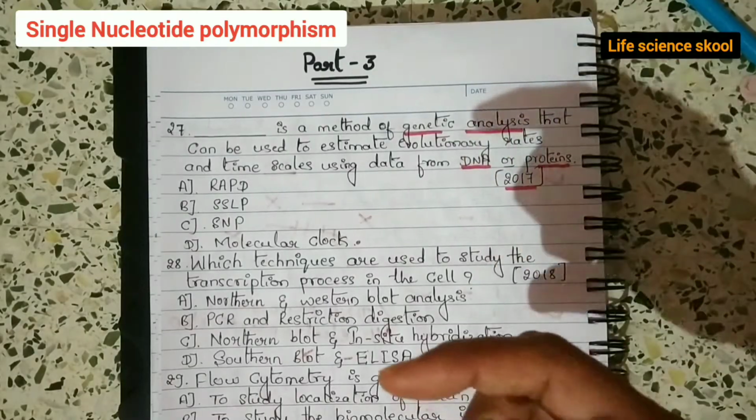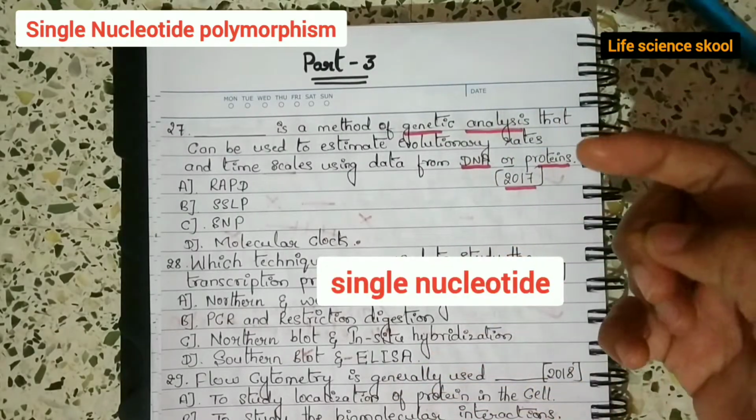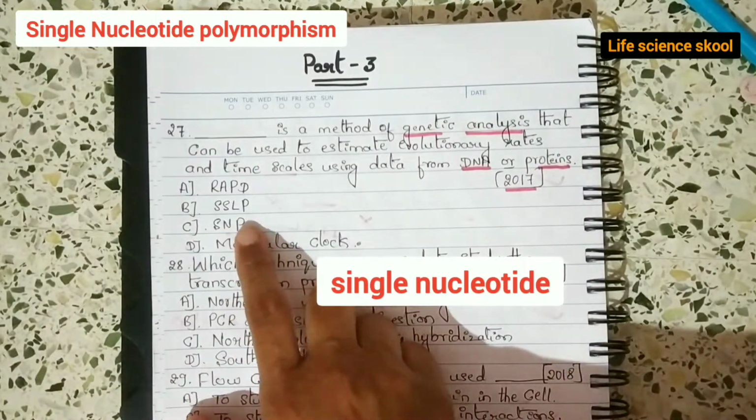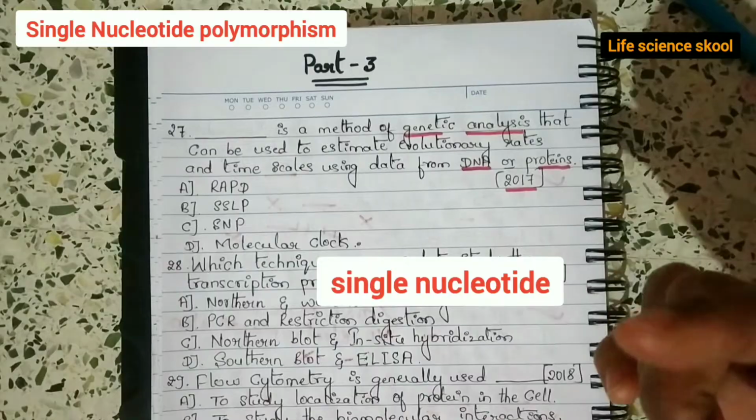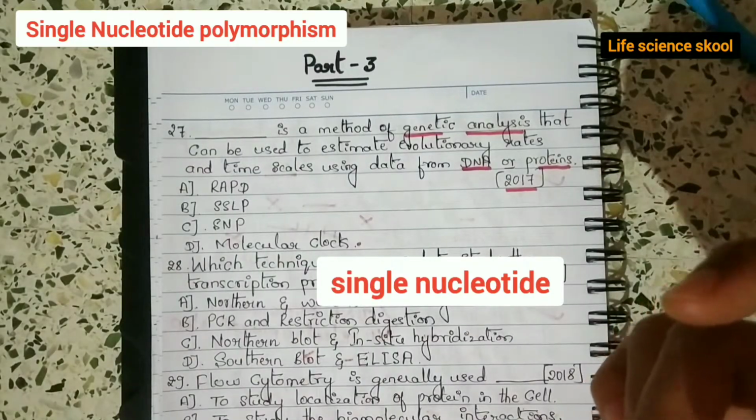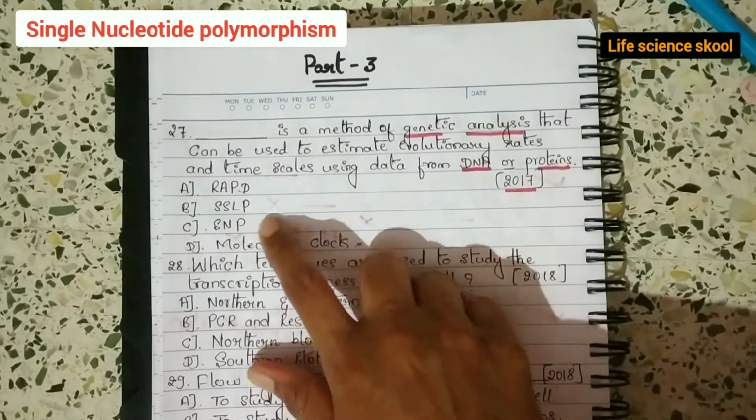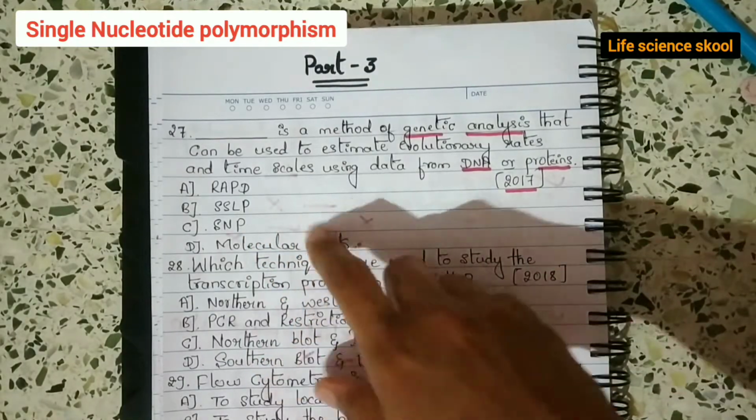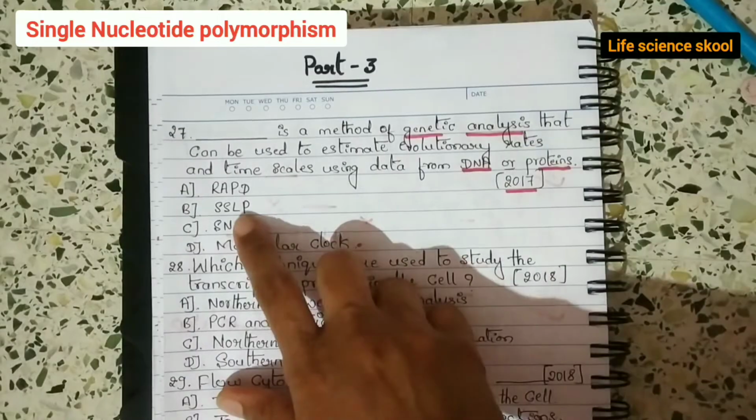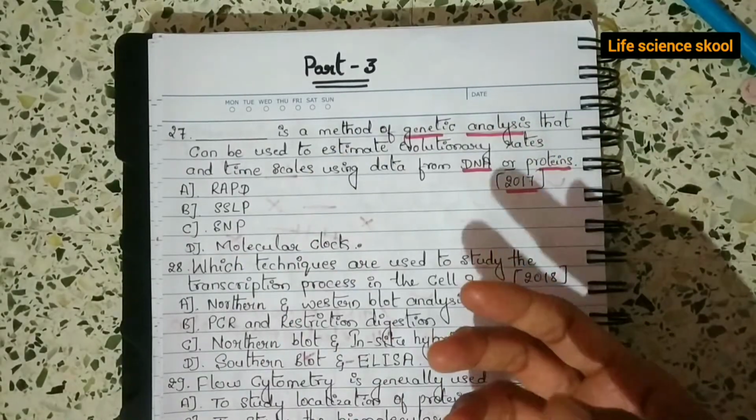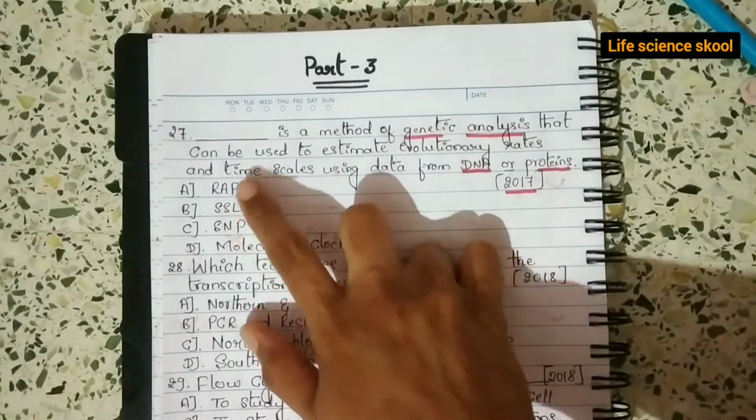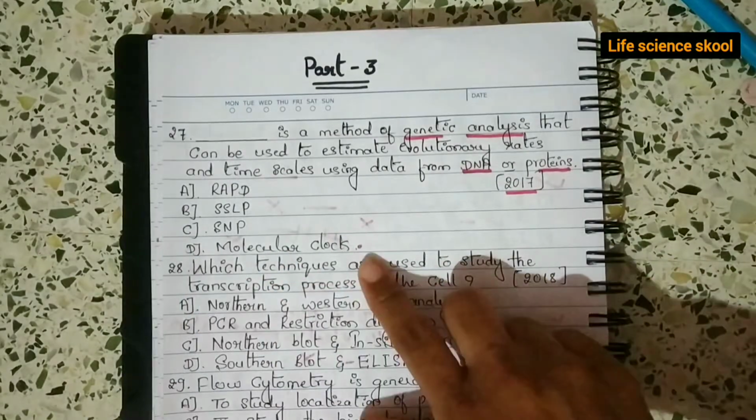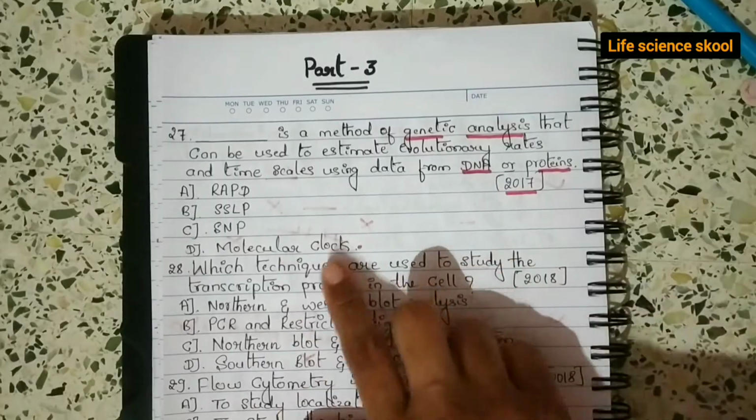To make you understand easily, as the name indicates, single nucleotide polymorphism: single means one. There is only one change in the genome sequence. These SNPs are used to identify disease-causing genes in humans. By this small explanation, I hope you got the idea that these three are not the correct answers. We are left with the last one, D, so obviously molecular clock will be the correct answer.